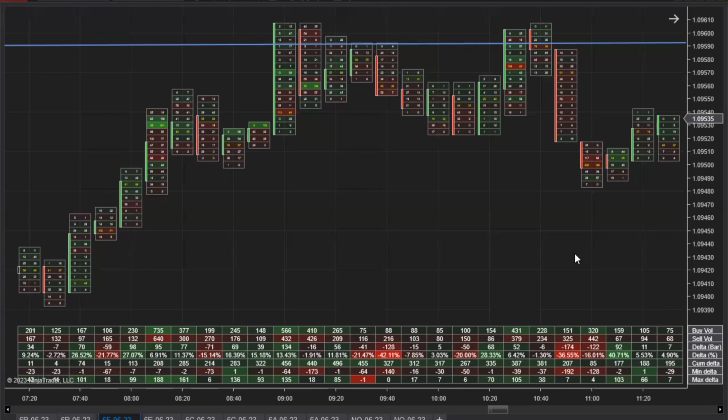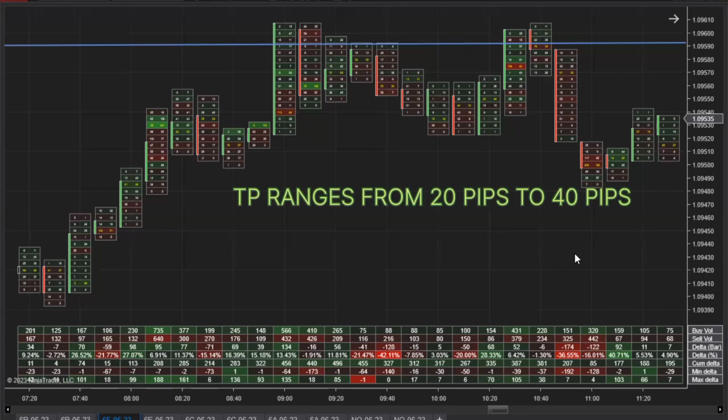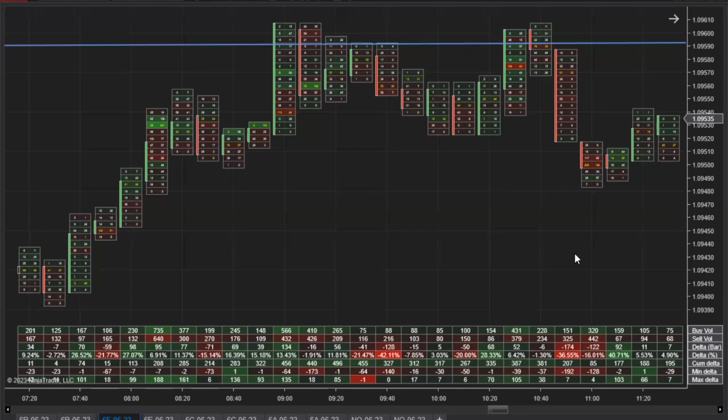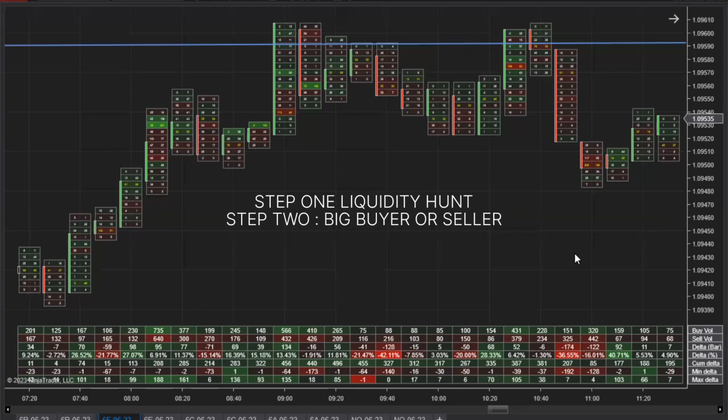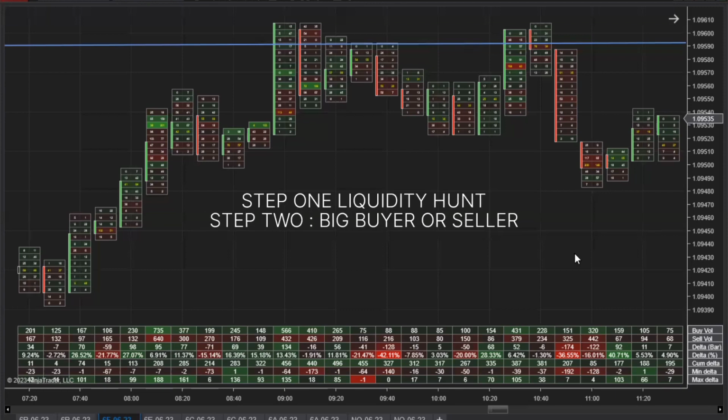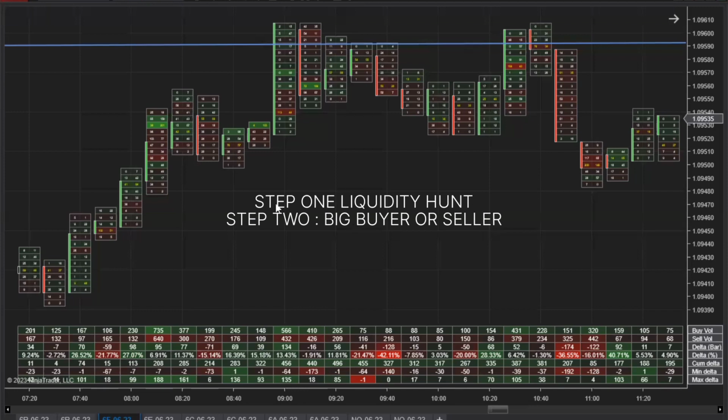And it is very, very simple because it only has 2 steps. Just 2 steps. Step 1 is looking for liquidity. Step 2 is looking for either a big buyer or a big seller. Those are the 2 steps that you need. So I'm going to show you now.